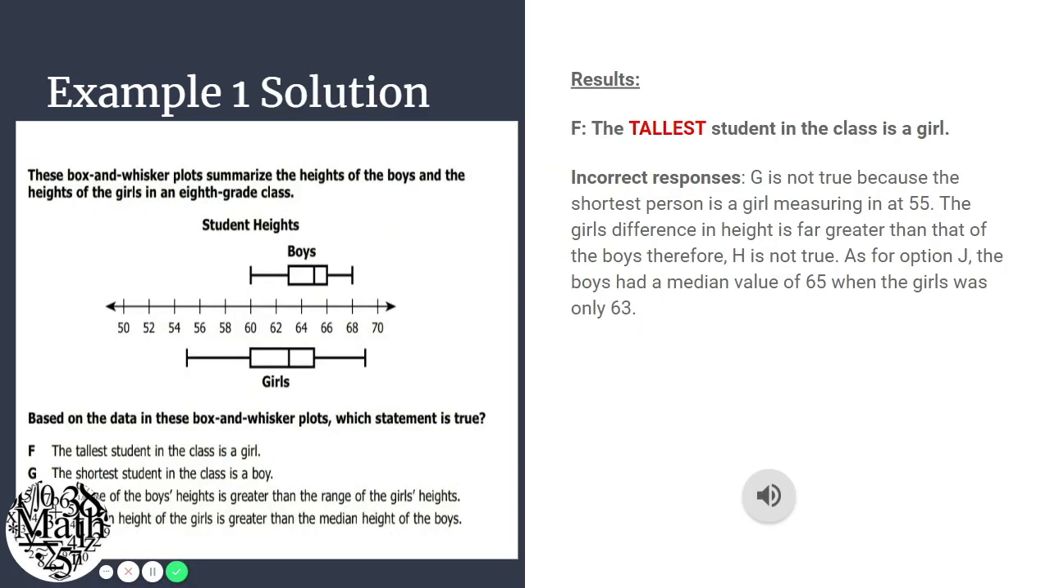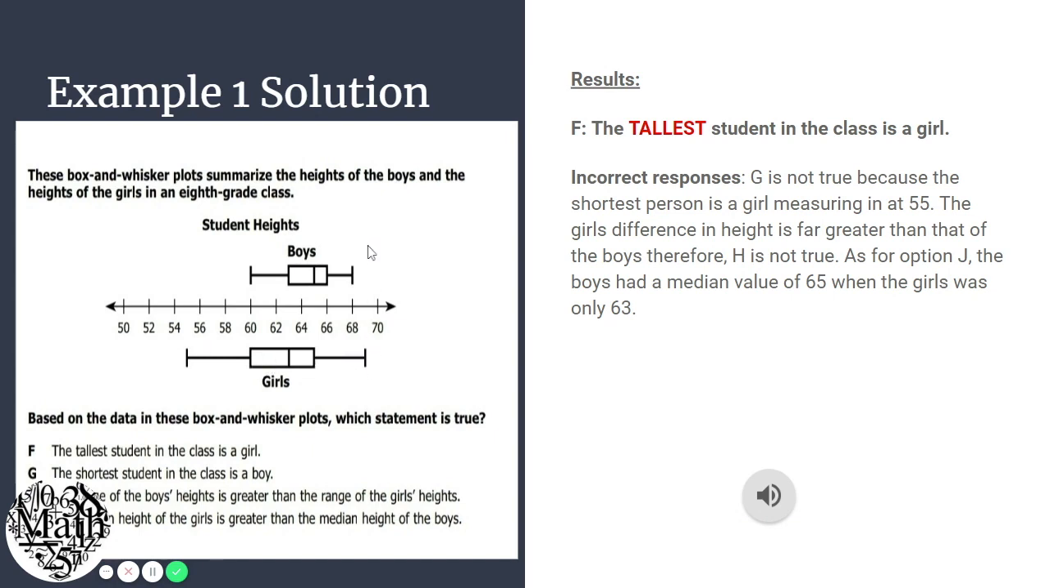Hi, and welcome to day 4. Today we're going to continue with analyzing box plots. For example number 1, you were given the heights of some boys and girls that are in an 8th grade class, and you were actually asked to analyze this data and to determine which statements are true. If you look at the answer choices F through J, F is the correct answer for this solution set because the tallest student in the class is a girl, coming in at 69.